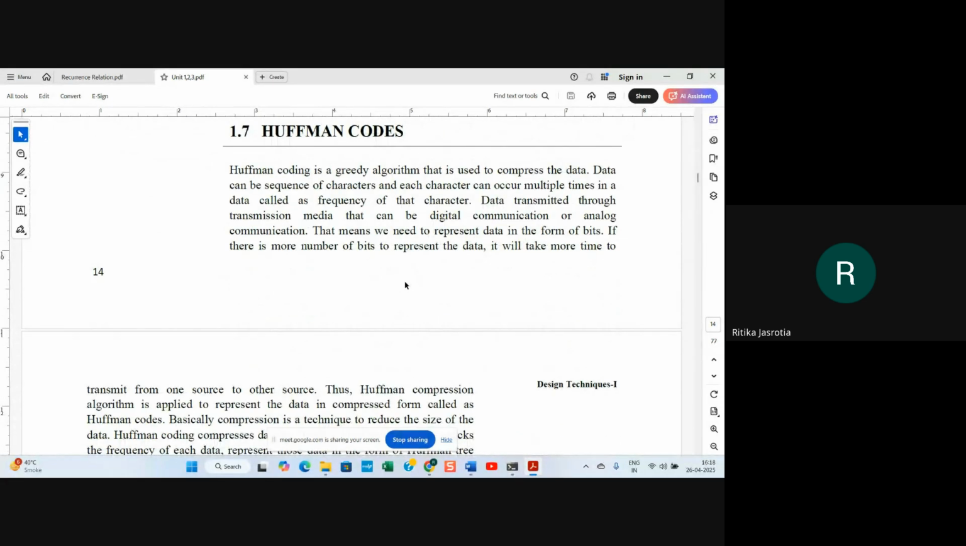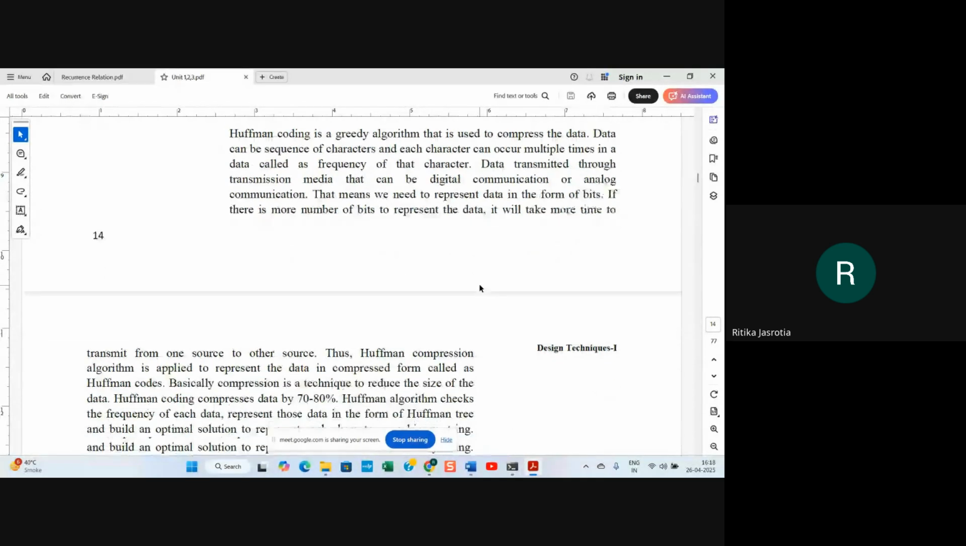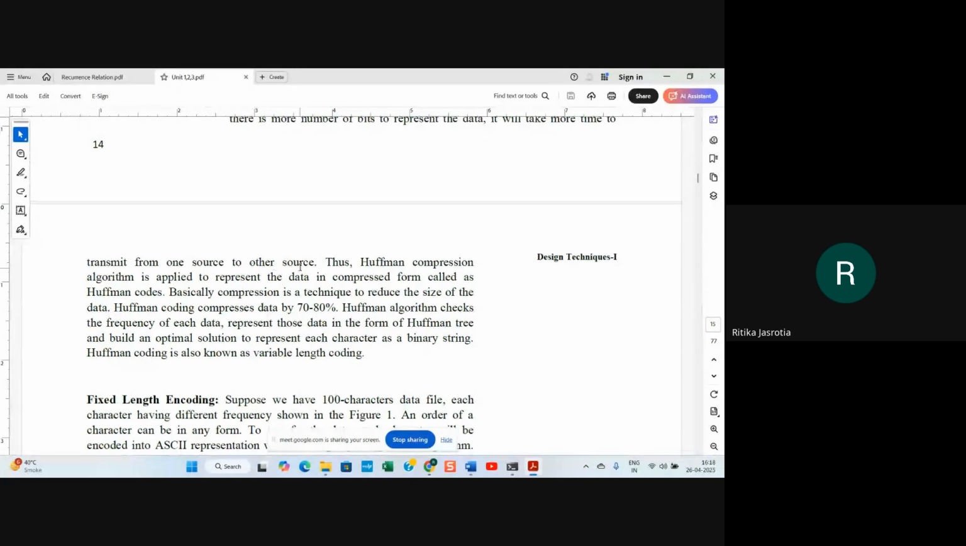Then the next algorithm is Huffman codes. Huffman coding is again a greedy algorithm that is used to compress data. Data can be a sequence of characters, and the number of times each character occurs in the data is called the frequency of that character. Data is transmitted through transmission media, digital or analog communication, so we need to represent data in the form of bits. If there are more bits to represent the data, it will take more time to transmit from one source to another. Thus the Huffman compression algorithm is applied to represent the data in compressed form.